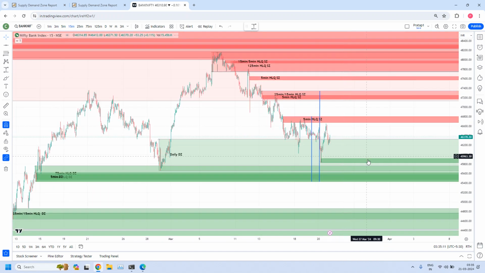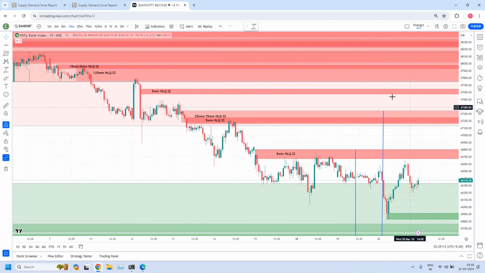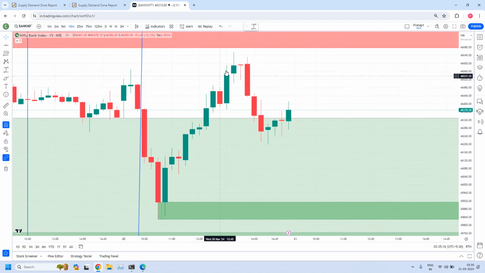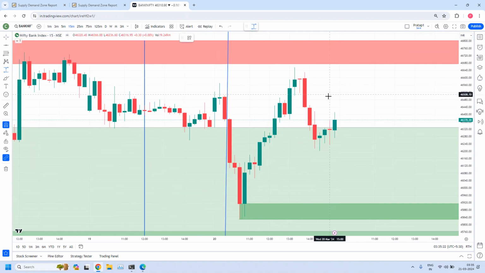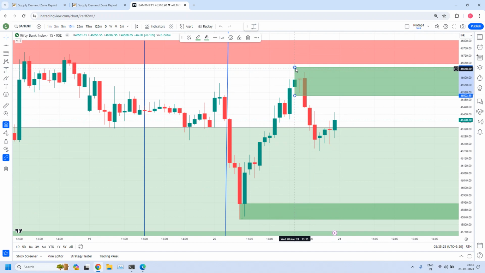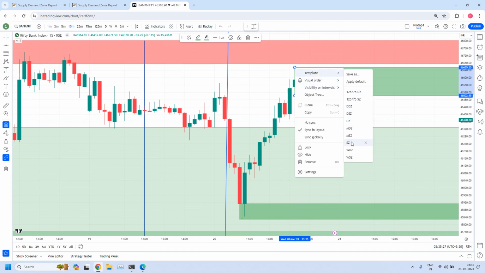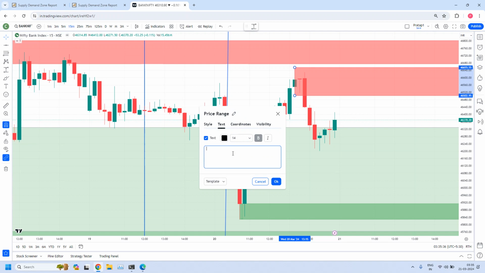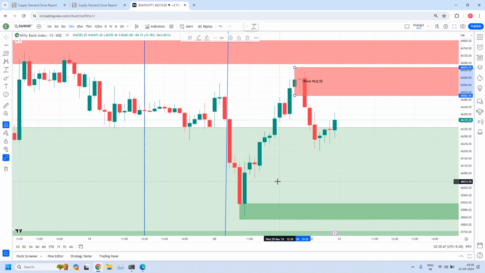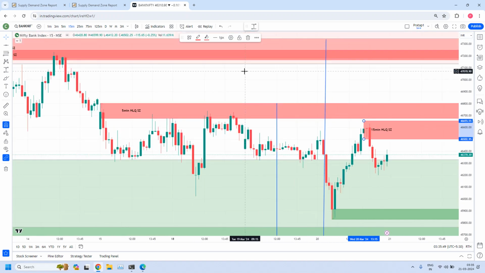So let's go to the 15 minutes. And here is the one. Rally, base candles, drop, drop, drop. This is a 15 minutes high liquidity zone. So a 15 minutes high liquidity supply zone. This is a zone created today. That means now the ranges will change. These ranges will change now.